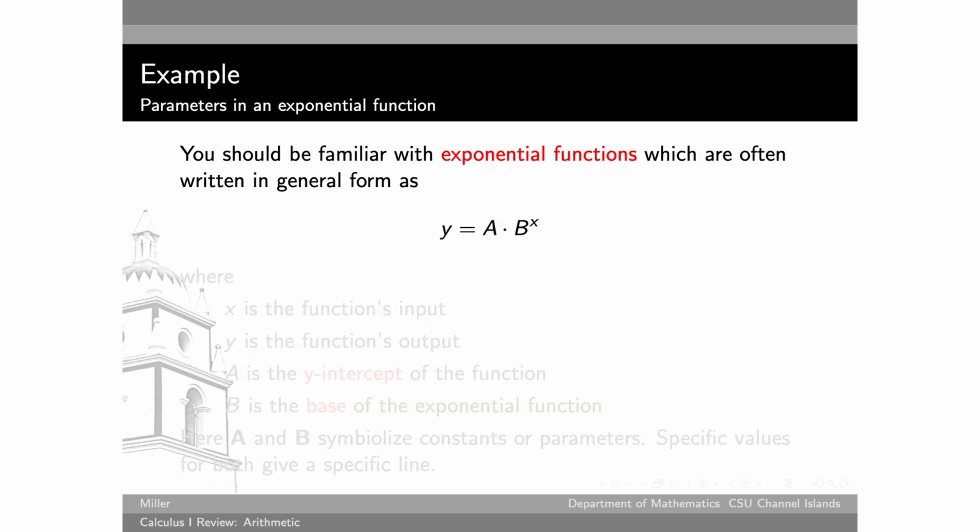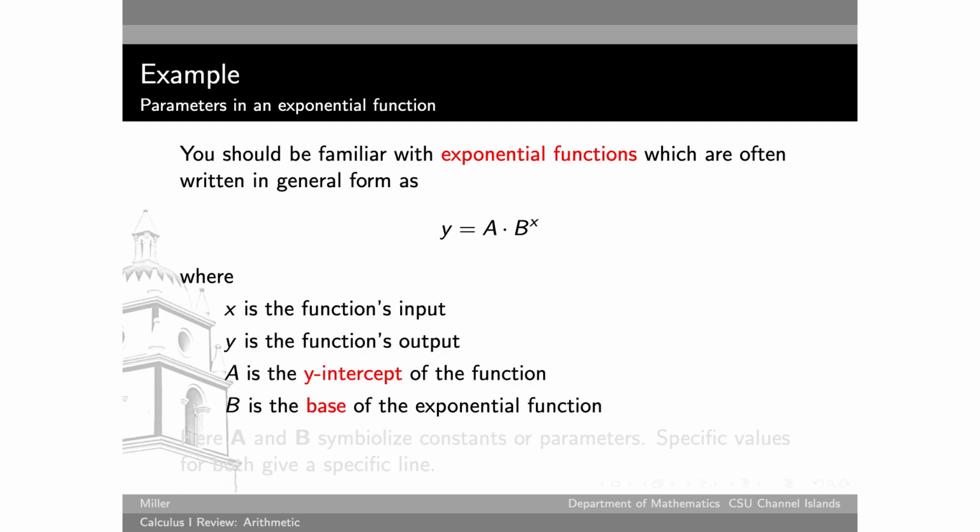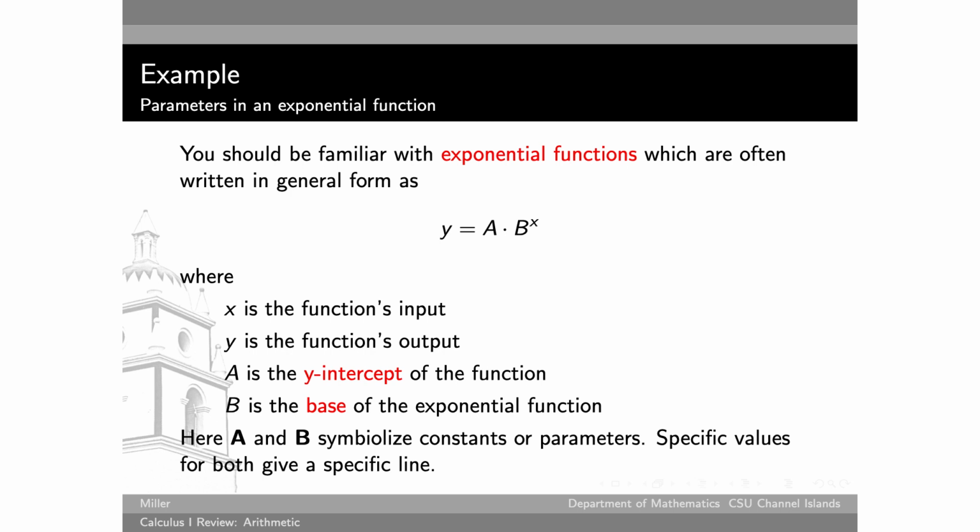Another example is the exponential function. You should be familiar with these. They're often written as y equals a times b to the x power. Here, x is the function's input, y is the function's output, a is the y-intercept of the function, and b is the base of the exponential function. Here, a and b symbolize constants or parameters. Specific values for both give a specific curve, a specific exponential function.